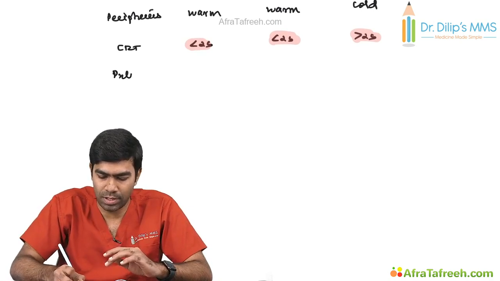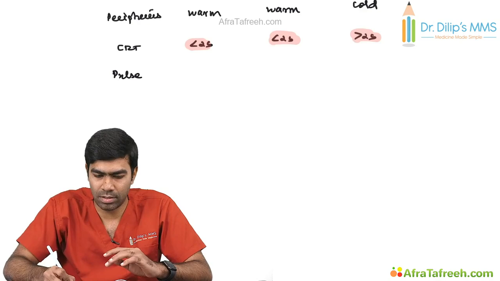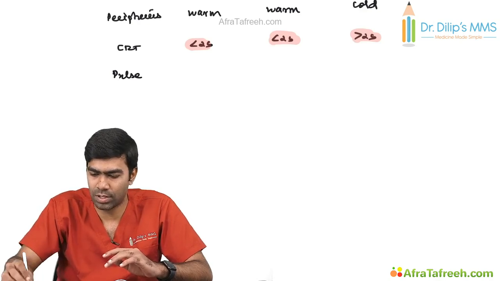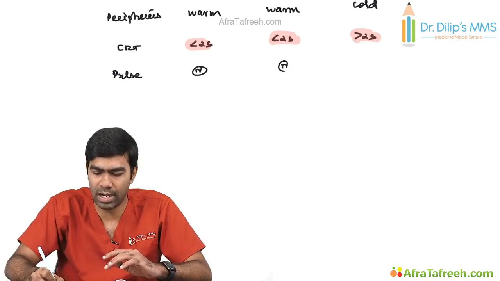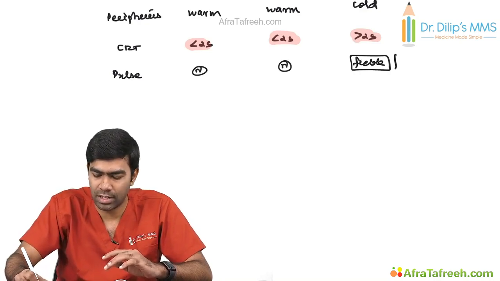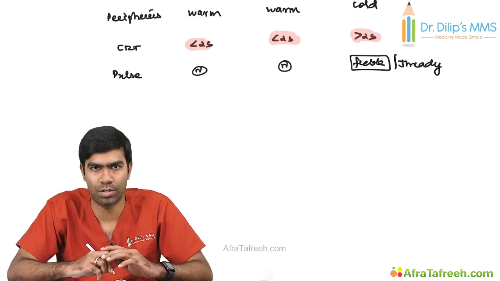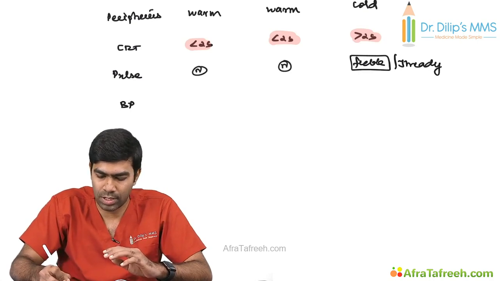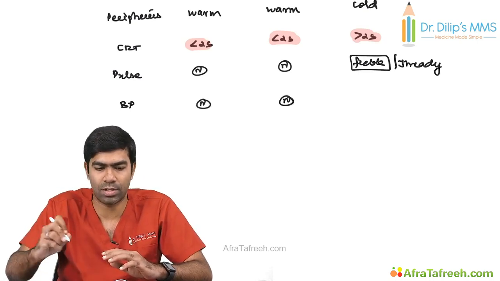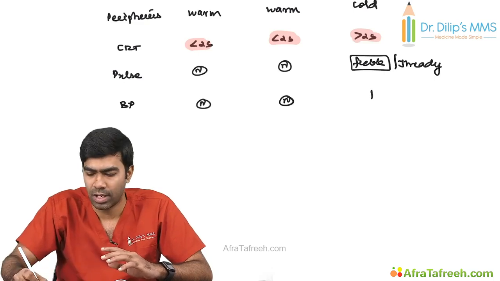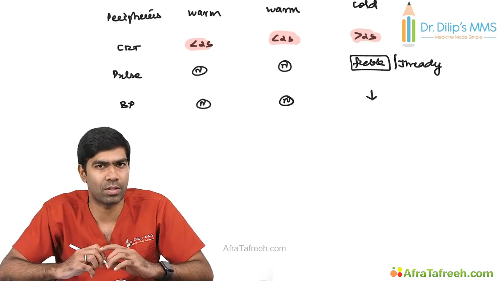And what about the pulses? The peripheral pulses will be normal in patients who are suffering from a mild decay and a moderate decay, and it will be feeble and thready in patients who are suffering from a severe decay due to severe volume loss. Blood pressure, once again, is supposed to be normal in patients who are suffering from mild and moderate decay, and it can be decreased in patients who are suffering from severe decay.